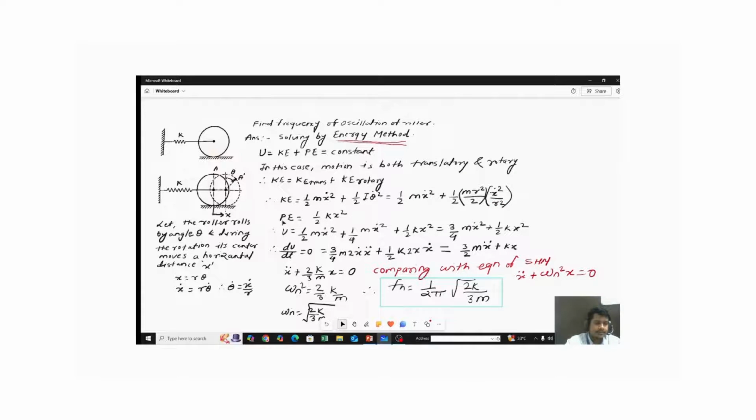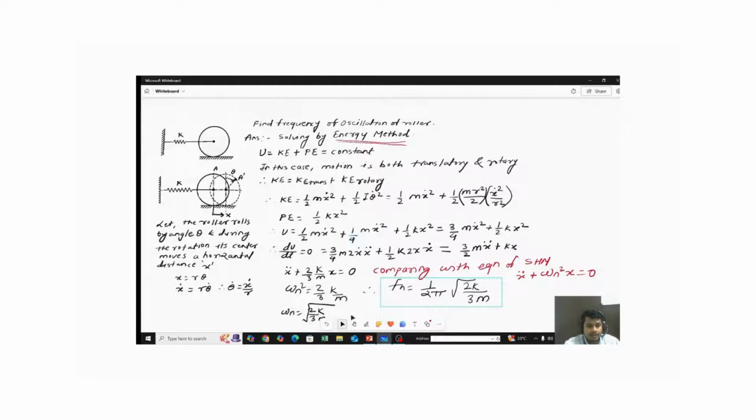Now next is P. What is P? P is nothing but the potential energy of the roller, that is 1 half kx square. It is generated because of the strain energy of the spring. So 1 half kx square. Now again we'll put both these equations in the main equation, that is U is equal to K plus P. So you'll get 1 half m x dot square plus 1 by 4.